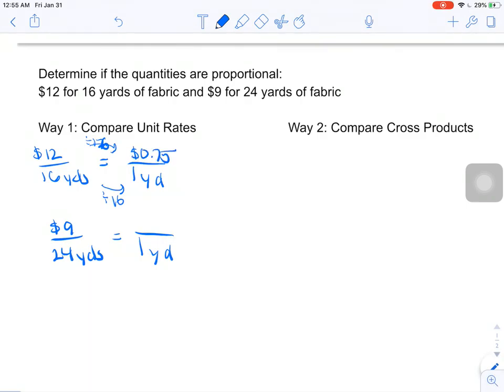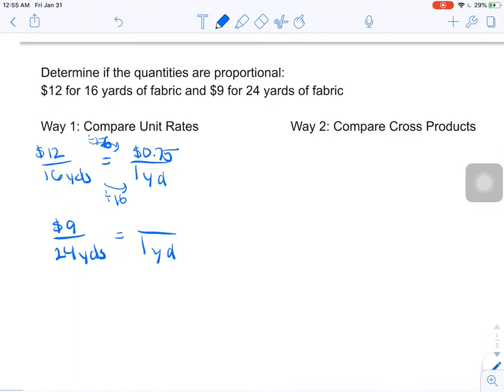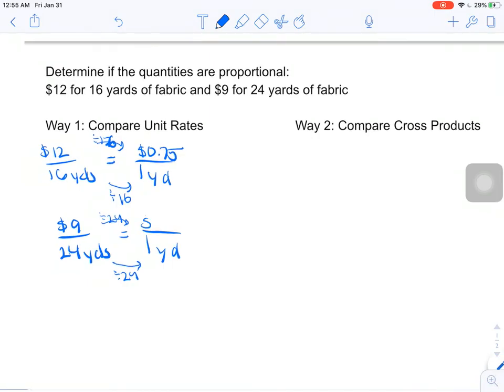If we come down here, the other one's 24 yards. So to get from 24 yards to 1 yard, this one we would have to divide by 24. But that also means we have to divide the $9 by 24. That gives us a price of, to the nearest cent, about 38 cents per yard. It's actually 37.5 cents, but we don't have half cents in our currency, so we round to the nearest cent when we have a situation like that.